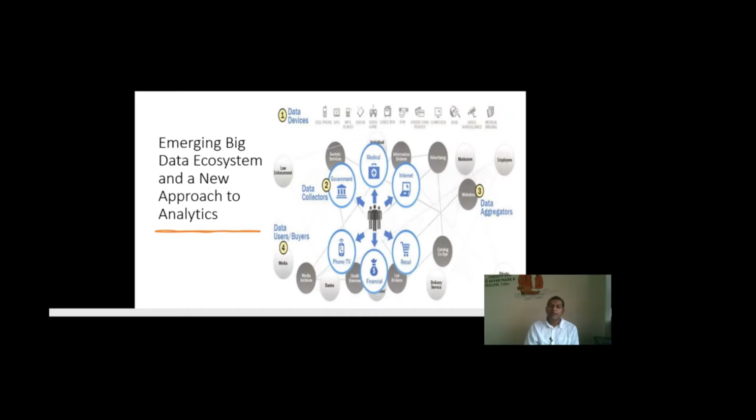The last is data users. The data users will work on the summarized data as well as raw data, because they want to process the data and make decisions for future use. So this is how data devices, data collectors, data aggregators and data users are part of this ecosystem, and the ecosystem has to be properly managed, so that the data flow is done efficiently and properly.